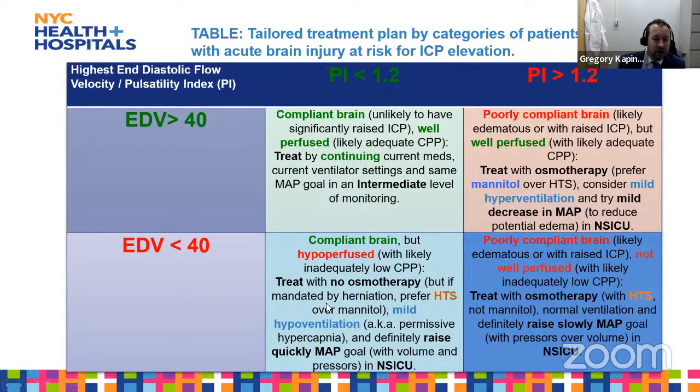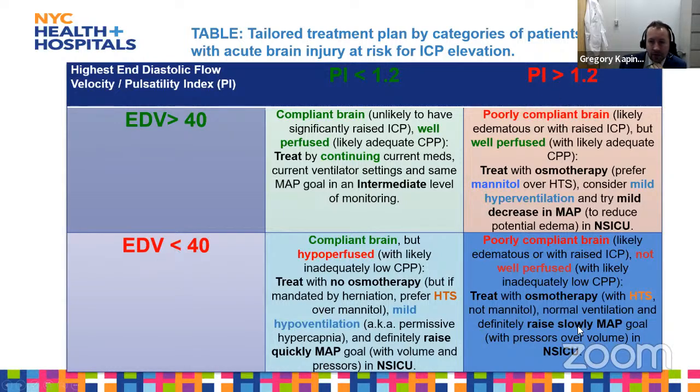But if you do want to, because your patient is subsequently herniating in front of you, you can use that category of patients to select the hypertonic rather than the mannitol, because at least you will plump them up and restore better diastolic flow to perfuse the brain. If you had to pick something on your ventilator, those kind of patients should be hypoventilated, maybe to ameliorate the cerebral blood flow by elevating it during the diastole. So permissive hypercapnia would be a logical allocation of treatment to those patients. And definitely you can quickly raise the MAP, because the issue here is the perfusion of the brain is very poor.